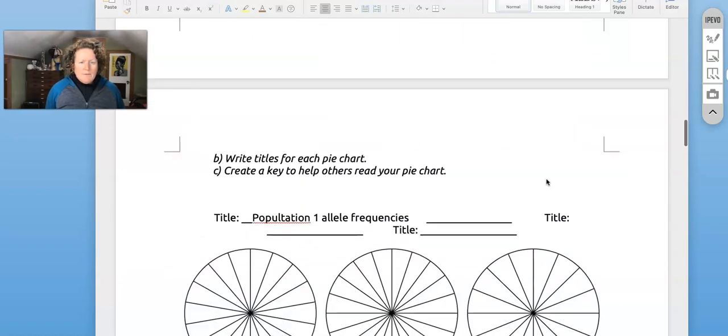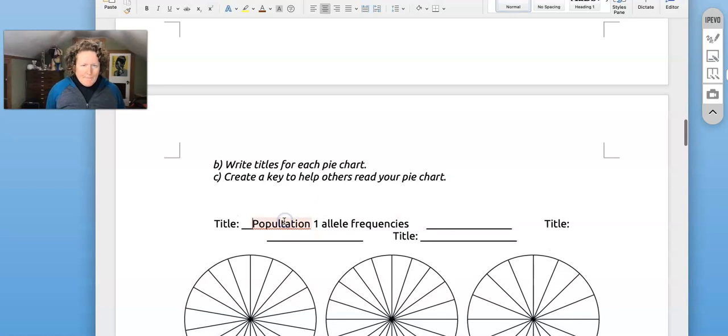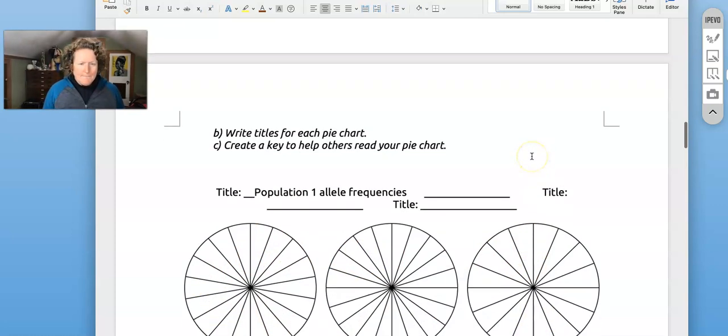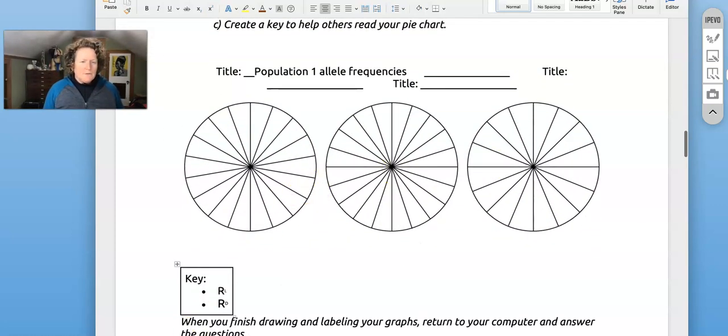Make sure to label all of your populations. So make sure you have population 1 here, population 2, and population 3. So label your graphs, make sure you fill in the key with what colors you use to fill in those pie graphs as well.